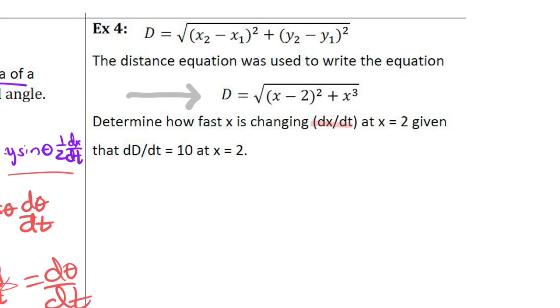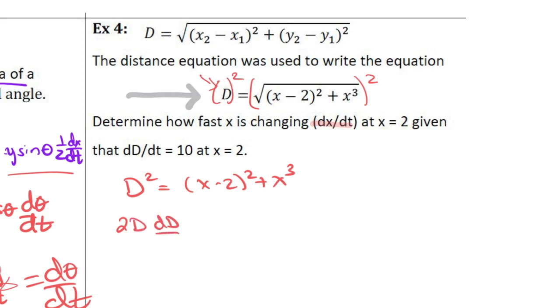So looking at my function, I have d. I also have the square root. That is annoying, so I'm going to square both sides, make this a little bit easier on myself. So I'm going to look at d squared equals the quantity x minus 2 squared plus x cubed. Now let's find the derivative using implicit differentiation. We get 2d dD/dt is equal to 2 times the quantity x minus 2 times the derivative of x with respect to t. The derivative of 2, of course, is 0, plus 3x squared dx/dt.